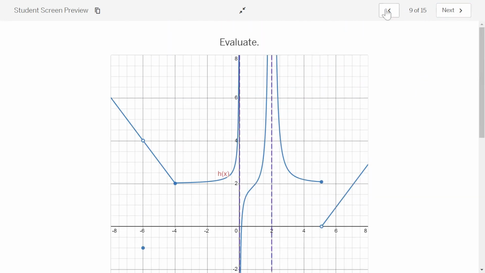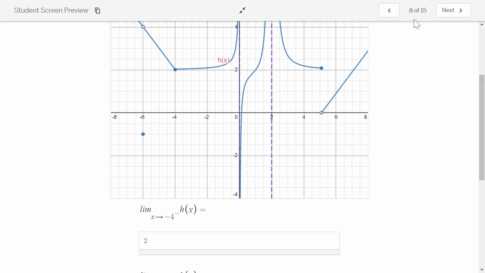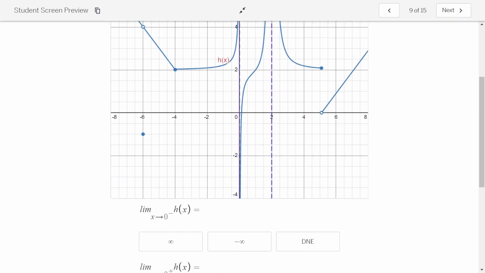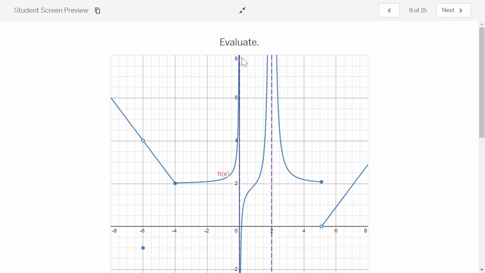So we saw one where the limit existed, but the function wasn't the same at that point, right? And then we saw one where the function is the same as what the limit was. Let's see what happens next. It's the same one. Yeah, we did that one. So screen 9. So now we're looking at what happens at 0. So at 0, we have an asymptote, right?